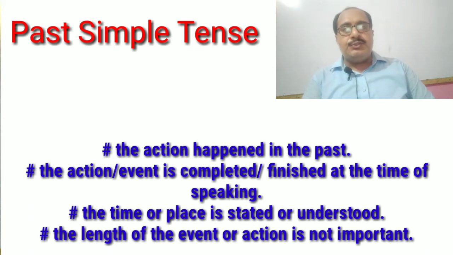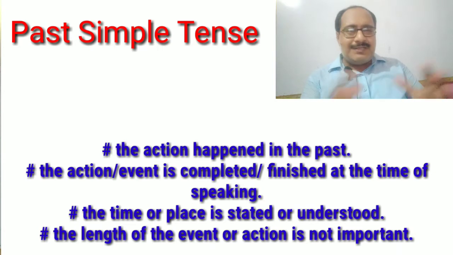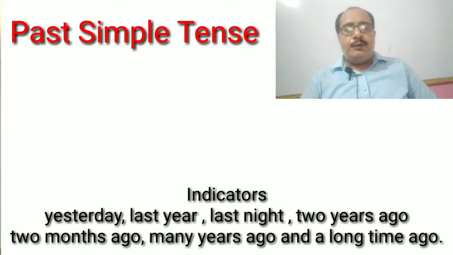Past simple tense is used when the time or the place is stated or understood. It is used for the length of the action or the event, but sometimes the length of the time or the event is not that important. When we use past simple tense, my dear students, there are some indicators. We can call it the adverb of time.